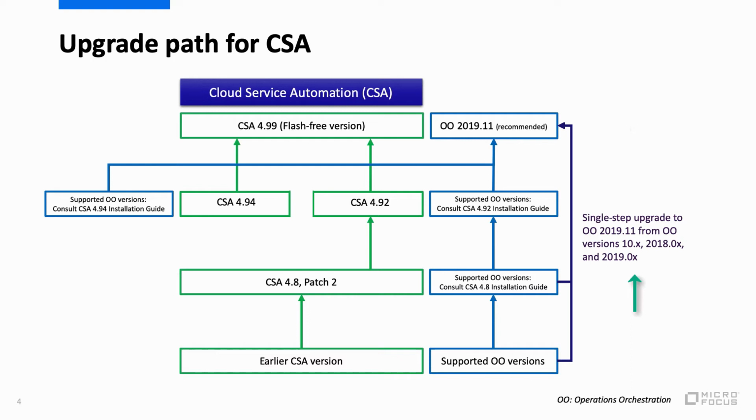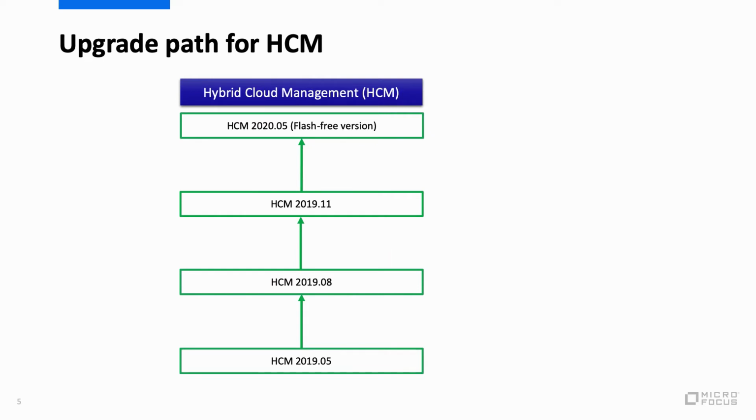Note on the right side here that for specific older OO versions, you can upgrade to 2019.11 in just one step. So you might not have to take multiple hops here. For HCM then, the upgrade path is even simpler, since here we have in-band upgrades of OO. Basically, you just have to follow our 3-month release cadence, for instance, to go from 2019.08 to 2019.11 to 2020.05. And this release cadence upgrade path goes back to even the very first version of HCM.